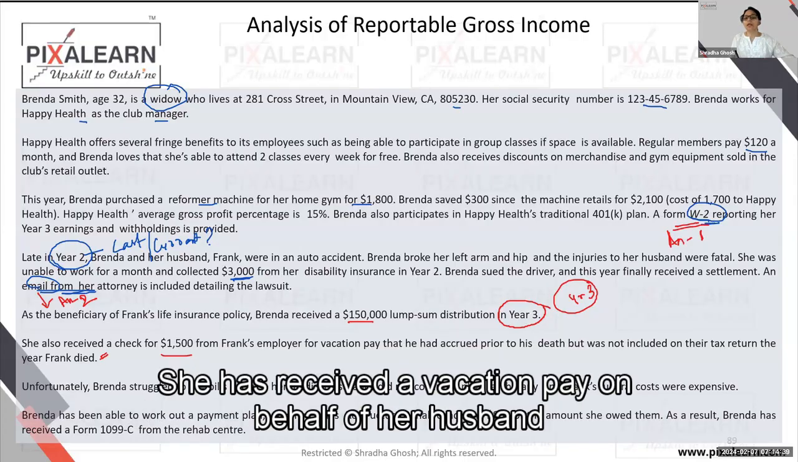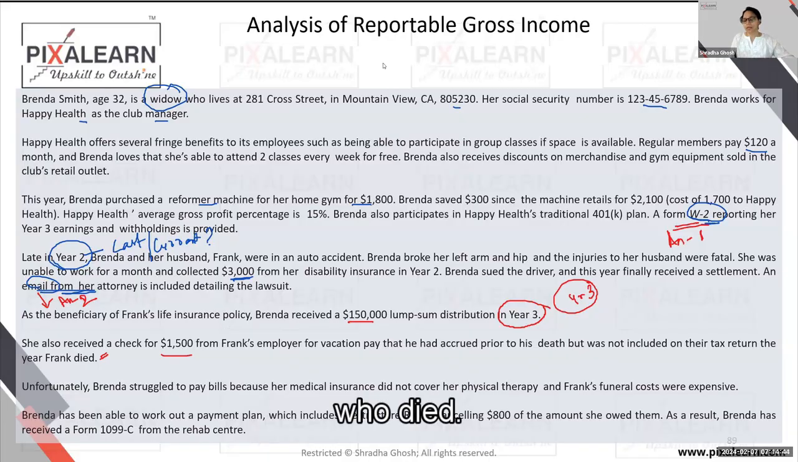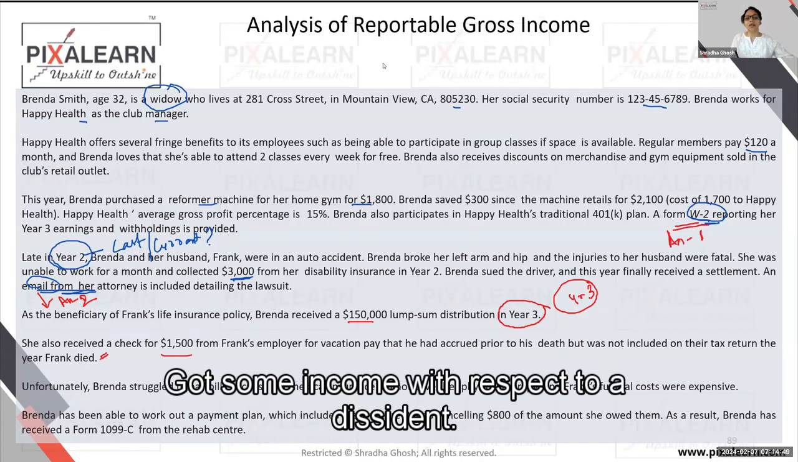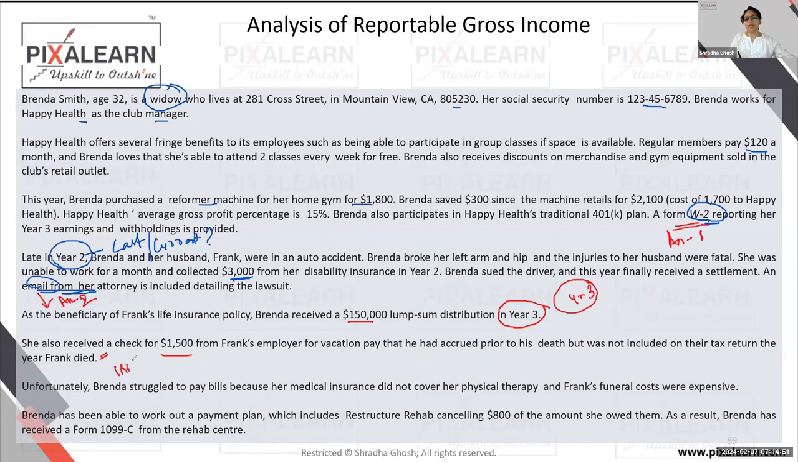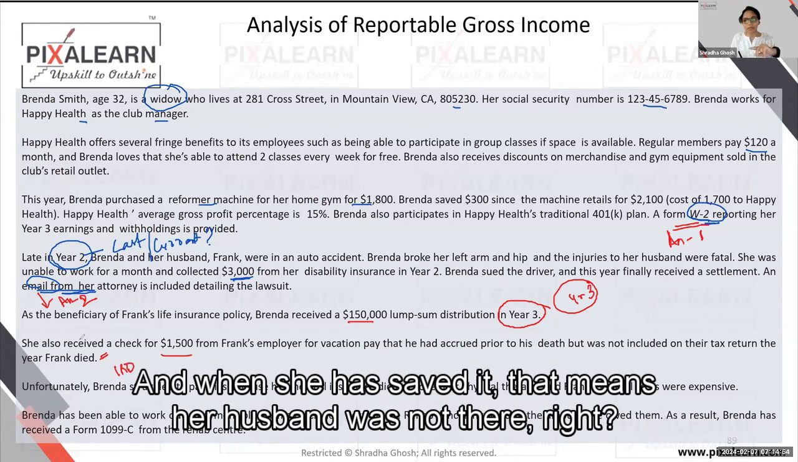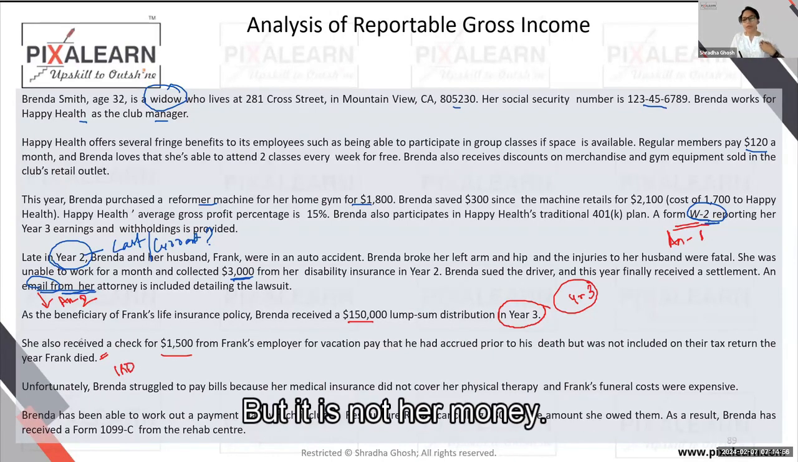She has received a vacation pay on behalf of her husband, who died. What is this amount, guys? It's an income with respect to a decedent. And when she received it, that means her husband was not there, right? But it is not her money, it is her husband's money. So this is IRD income.